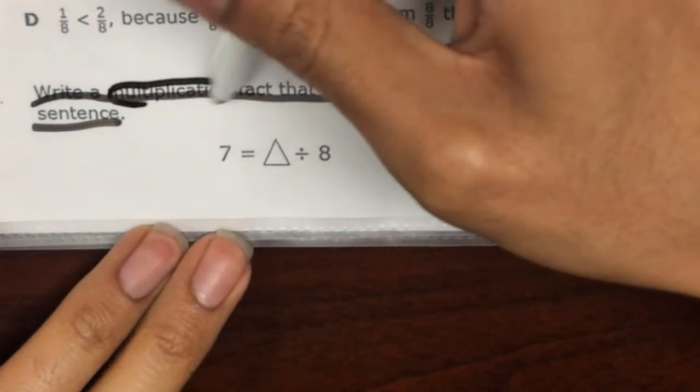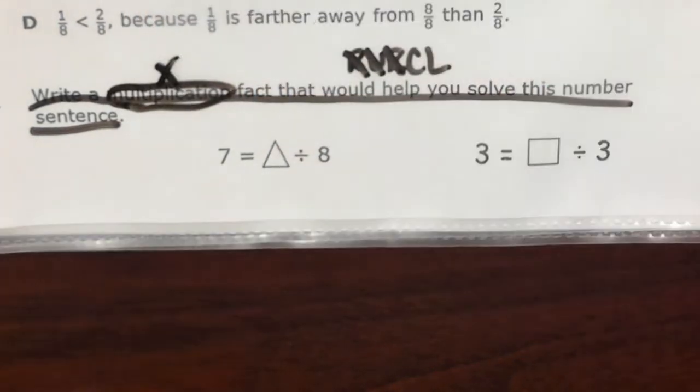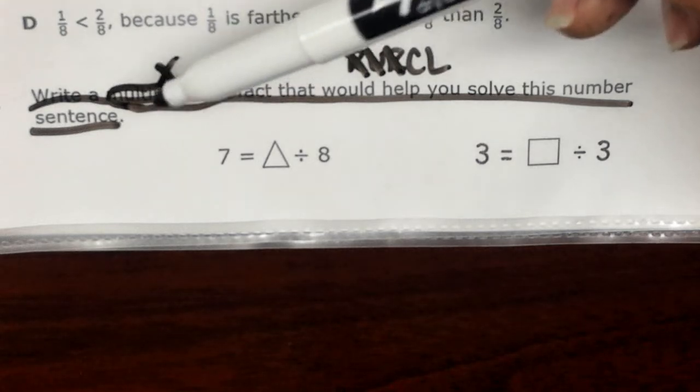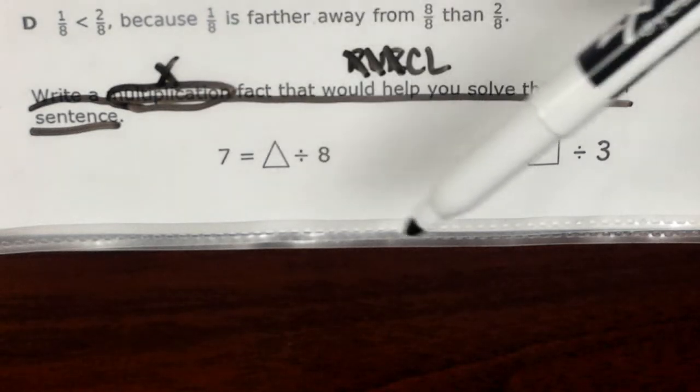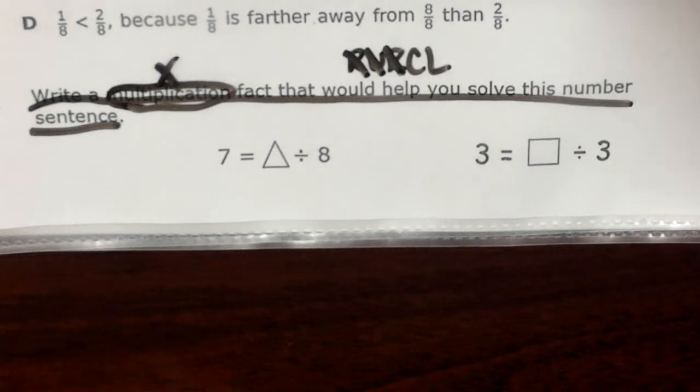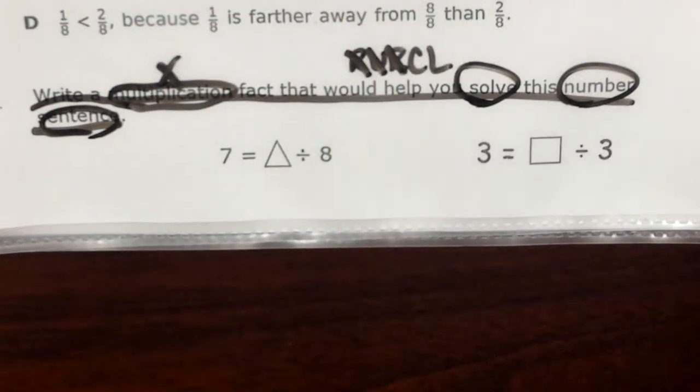Let's circle this word that says multiplication, and let's write the symbol on top. So we need to write a multiplication fact or a multiplication number sentence that's going to help us solve the number sentences that we see down here. And these number sentences are division number sentences.